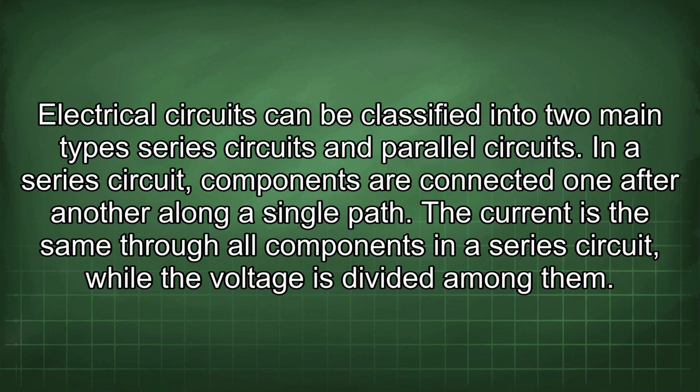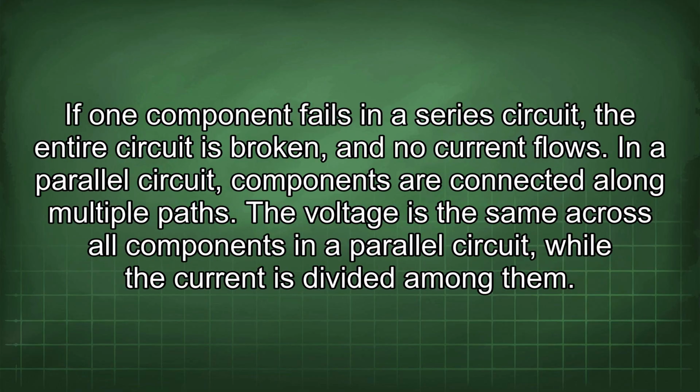Electrical circuits can be classified into two main types: series circuits and parallel circuits. In a series circuit, components are connected one after another along a single path. The current is the same through all components in a series circuit, while the voltage is divided among them. If one component fails in a series circuit, the entire circuit is broken and no current flows.